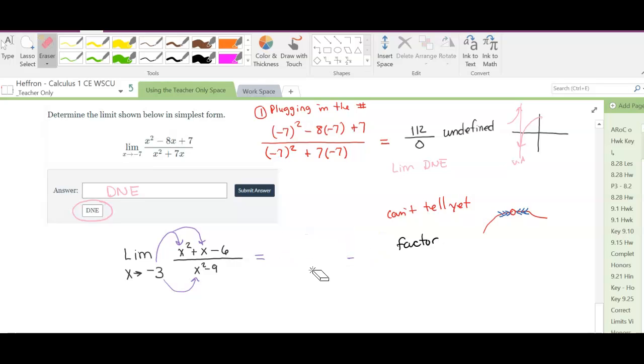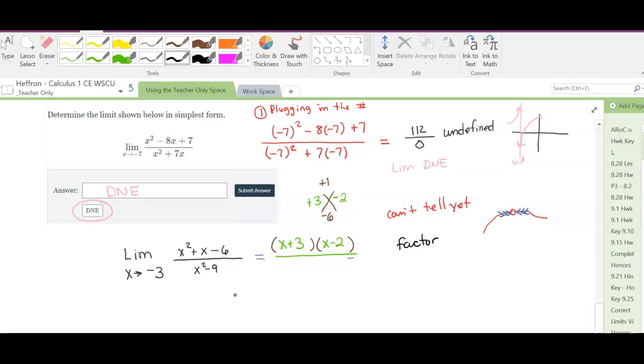So when I factor the numerator, I'm looking for something that multiplies to -6 and adds to +1. Well, that would be like a -3 and a +2, but that would make a -1, so I'll switch these, a +3 and a -2, making my factors x plus 3 and x minus 2.